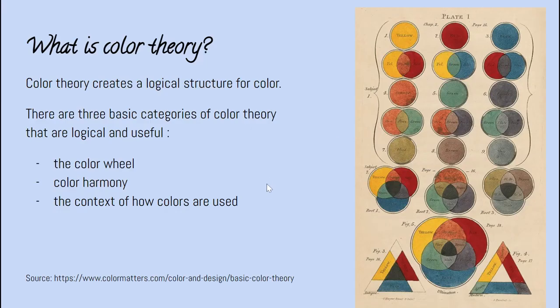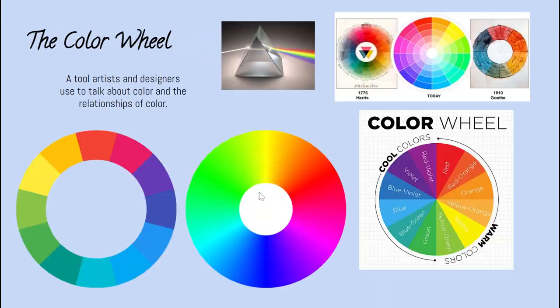Color theory is the logical structure for color and how we talk about the philosophy, the use, and the effect of different colors within art and design. There are three basic categories of color theory that are helpful to understand: the color wheel, color harmony, and the context of how colors are used.